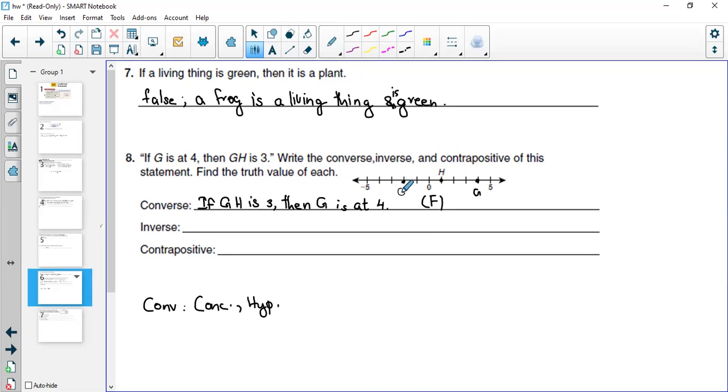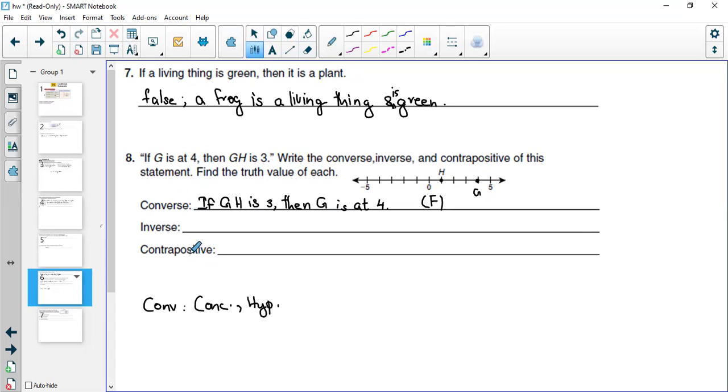Even if G was at -2, then the distance between GH is going to be 4. So it's not necessary that G should only be at 4 for the distance to be 3. Even if G is at -2, the distance is going to be 4. So that's a false statement.